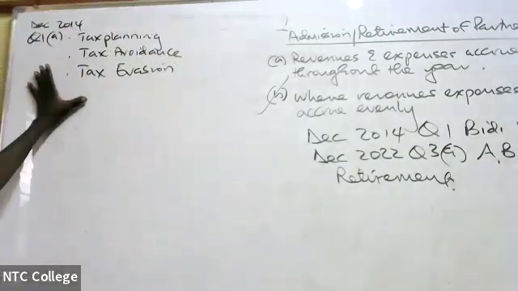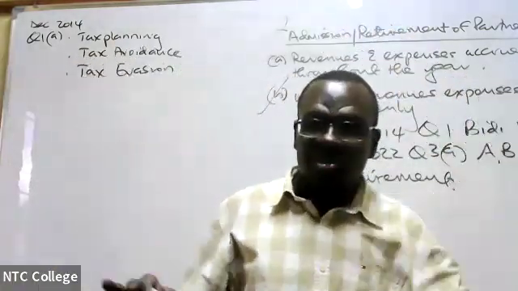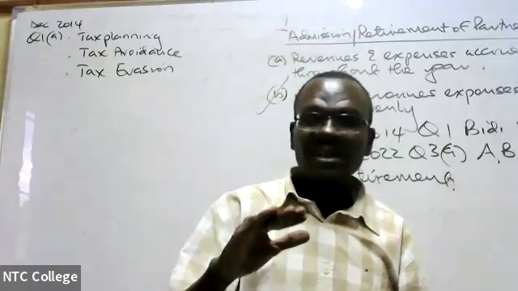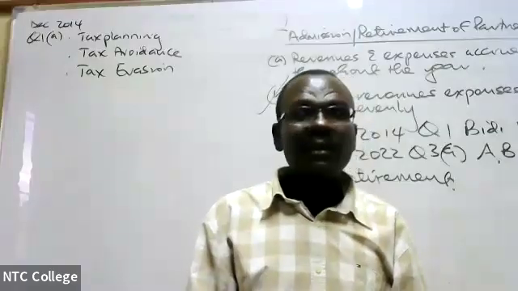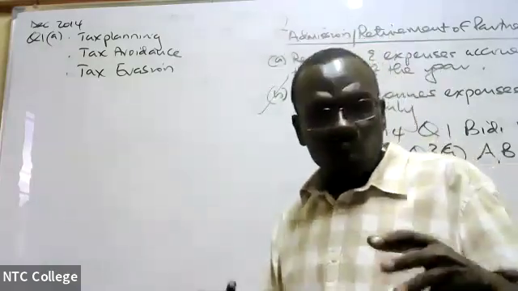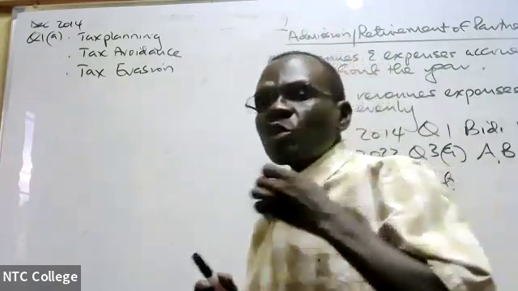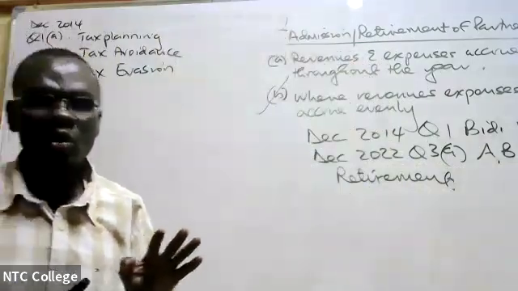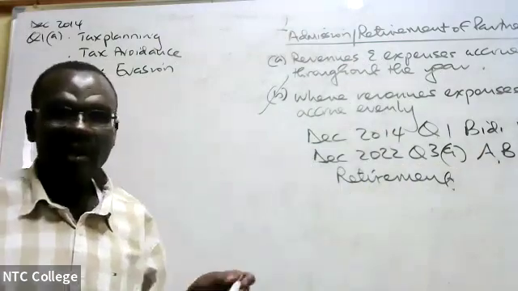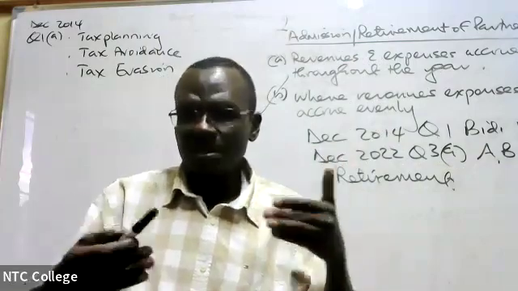For example, tax planning is where a business or a taxpayer arranges the affairs of the business in such a way as to reduce their tax liability or burden, but this will be done within the law. You don't break any law. Without contravening any tax law or tax legislation. So every decision the business wants to make, they will weigh the options on the impact of tax on the decision they make.